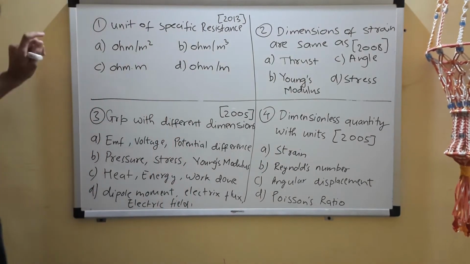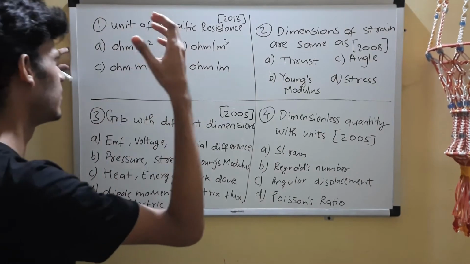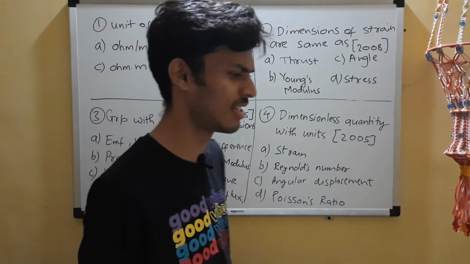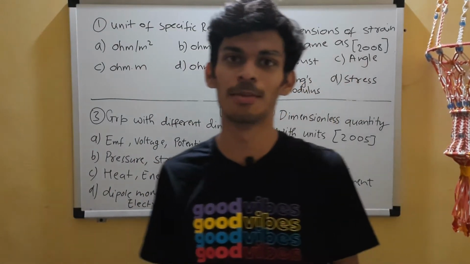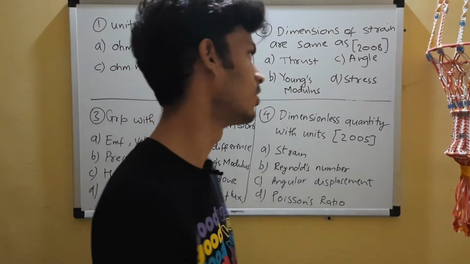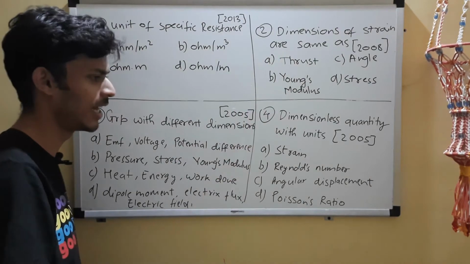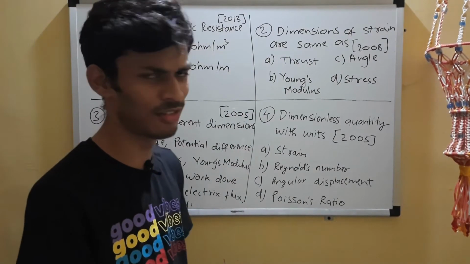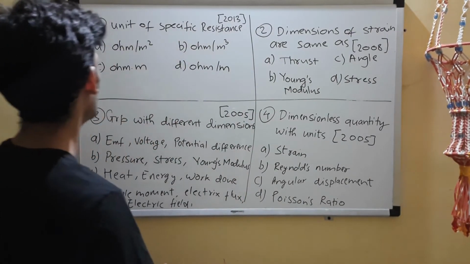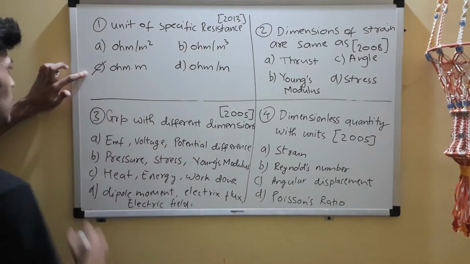First question on the board: unit of specific resistance. Now what is specific resistance? Specific resistance is nothing but resistivity, another word for resistivity. Some of you might directly know its unit. What is the unit of resistivity? Ohm meter, right? So ohm meter, option C is the correct choice.